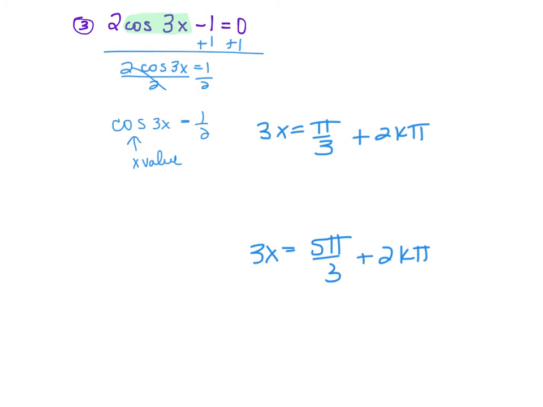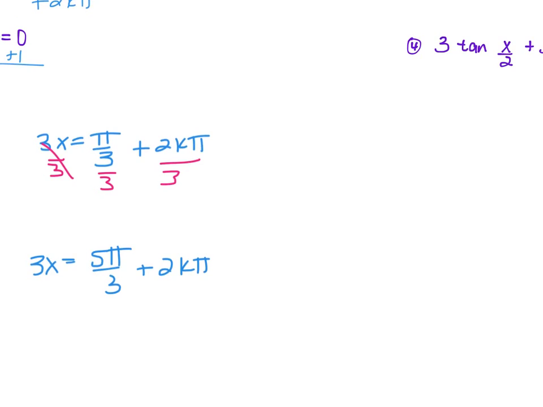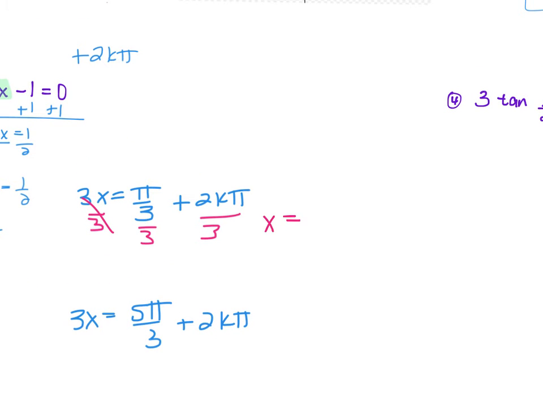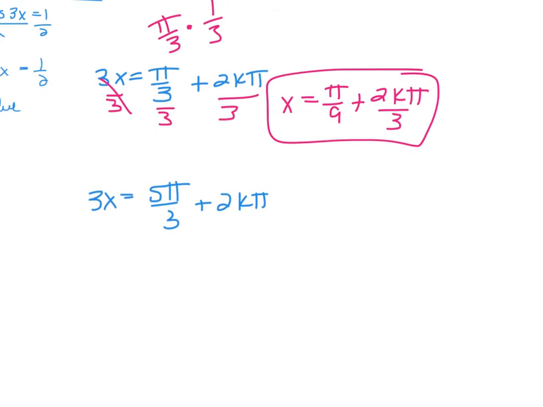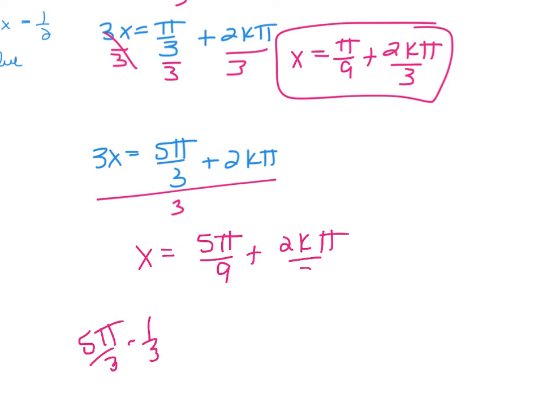Then again, we want x all by itself. So just divide everything by 3. So I have x equals, well, pi over 3 times, instead of 3 over 1, it's 1/3. I have pi over 9 plus 2k pi over 3. And then here, if we divide everything by 3, we have x equals 5 pi over 3 times 1/3, so it would be 5 pi over 9 plus 2k pi over 3.